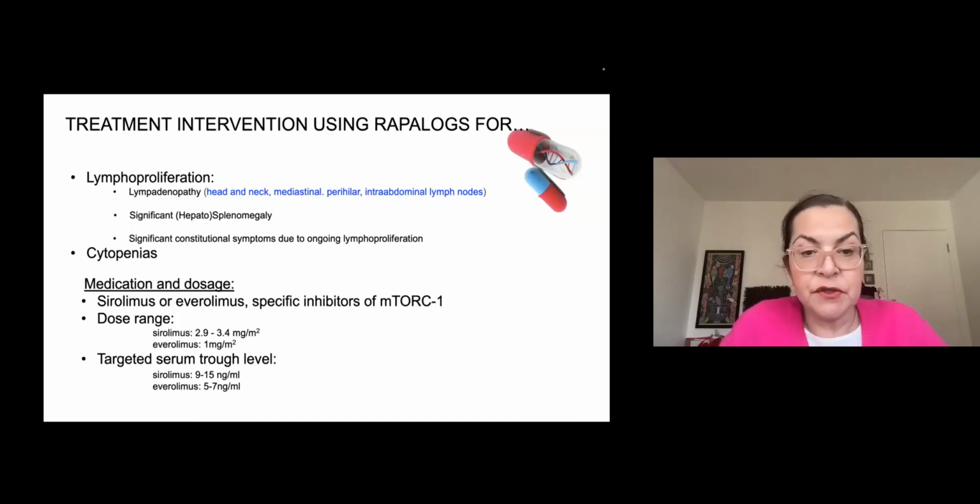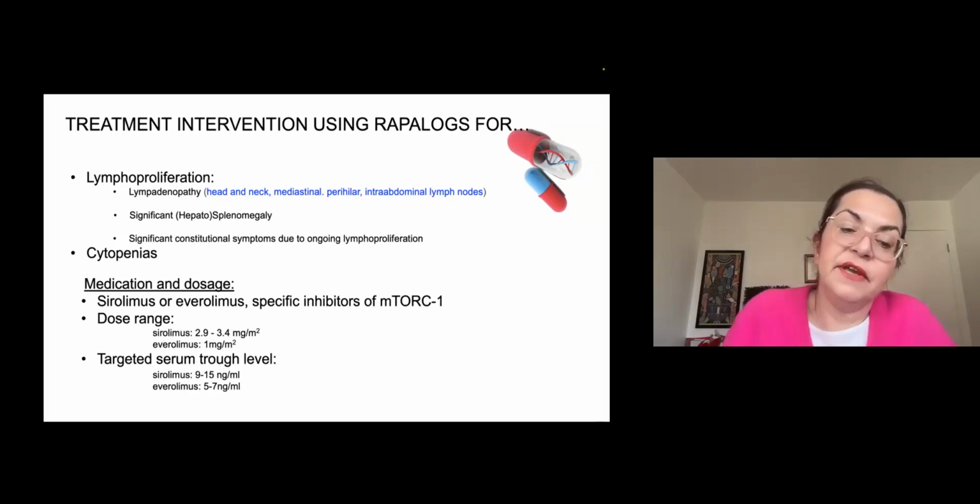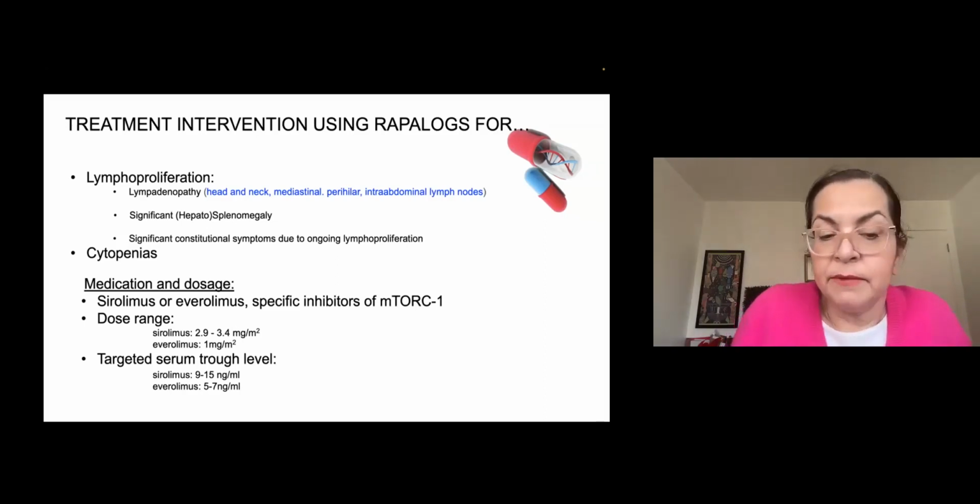And if they had significant constitutional symptoms due to ongoing lymphoproliferation, that was a clinical outcome we wanted to follow. So the medication and dosage were as follows. For sirolimus, we use around 3 to 3.4 milligrams per meter squared. Everolimus, we use 1 milligram per meter squared. For sirolimus, we did a loading dose, and it varied between pediatric and adult patients, but always targeted a serum trough level of 9 to 15 for sirolimus, and 5 to 7 for everolimus.